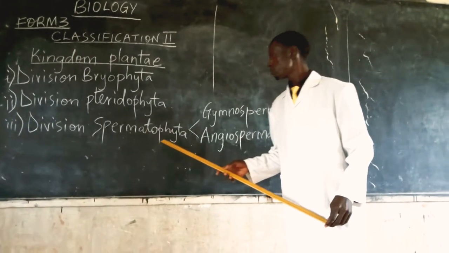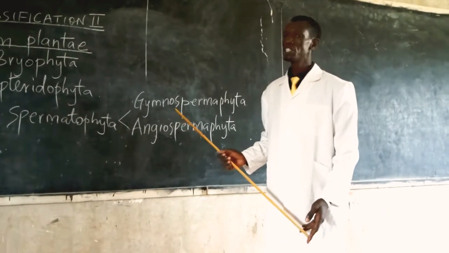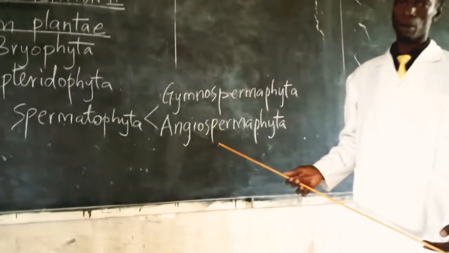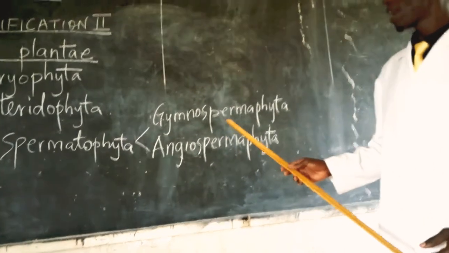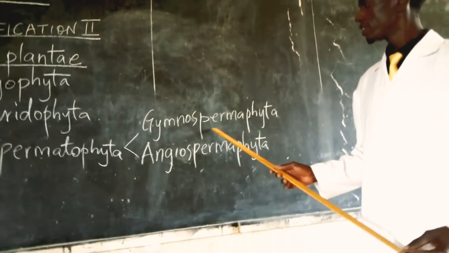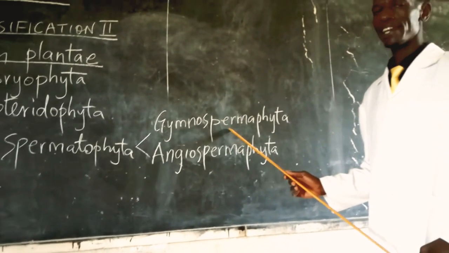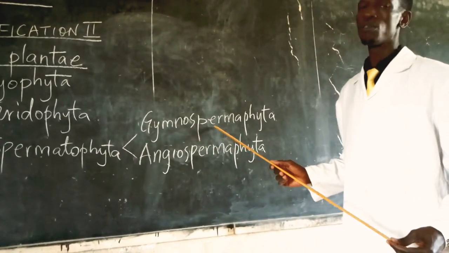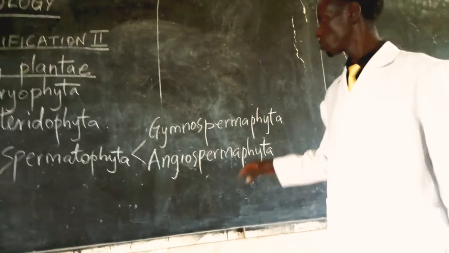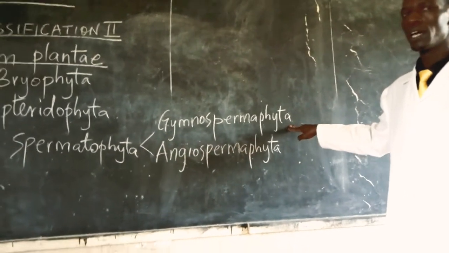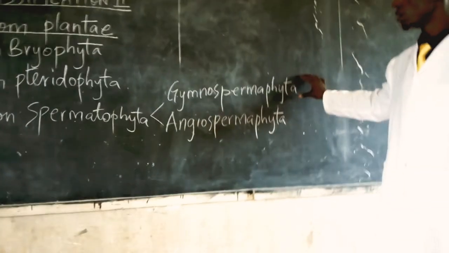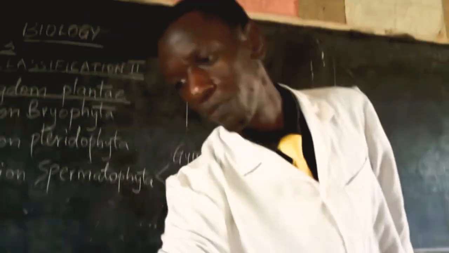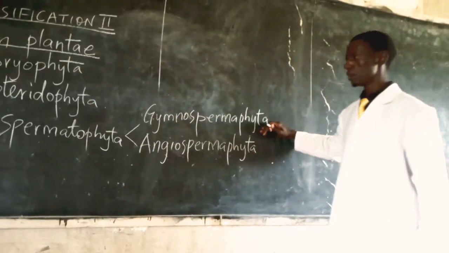We are going to have this division over here called subdivision Gymnospermophyta and Angiospermophyta. Gymnosperms are the plants whose seeds are referred to as naked. They bear naked seeds, and an example is corn plants. These corn plants which bear the seeds naked are said to be gymnosperms, meaning they belong to Gymnospermophyta as their subdivision.